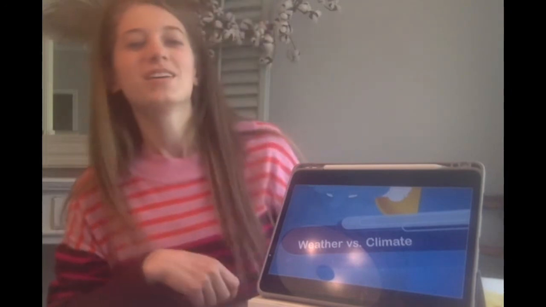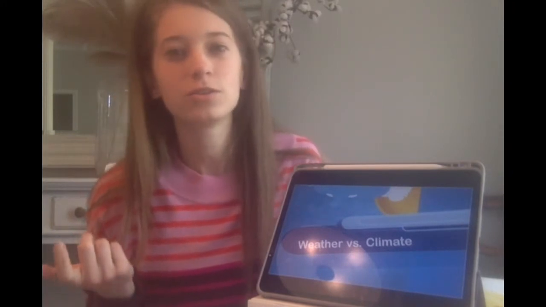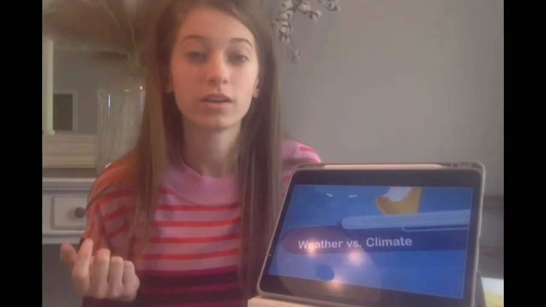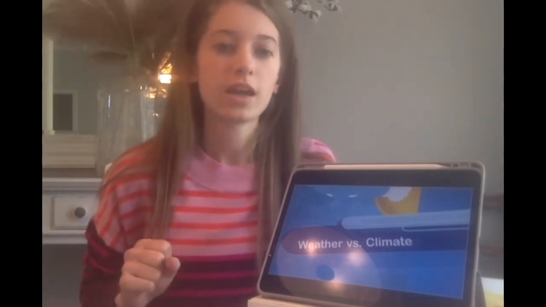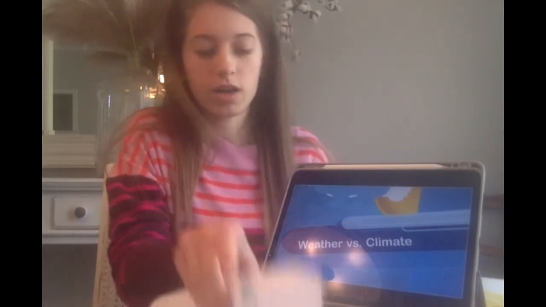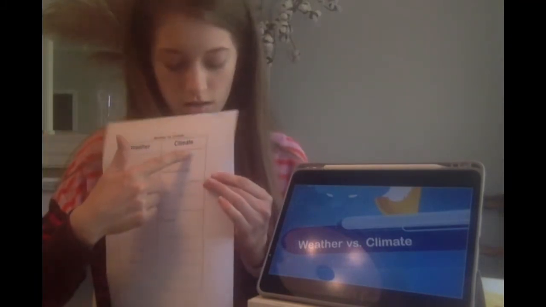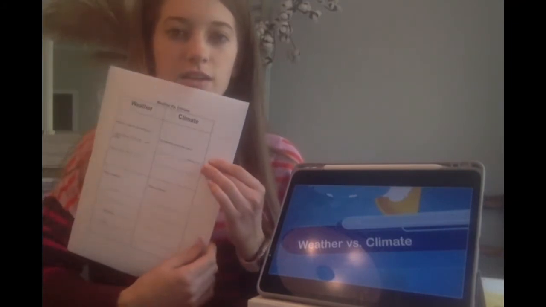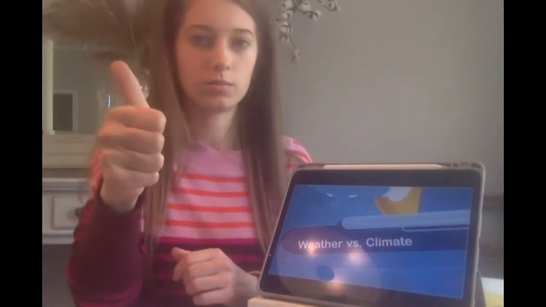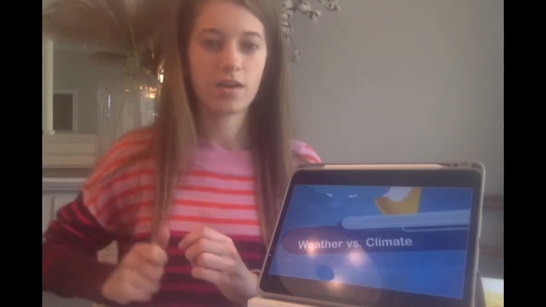Great job! So the purpose of this lesson is to know the difference between weather and climate so you can make decisions and predict weather in the coming days, but also in the coming years. So today I want you to get out the graphic organizer that we started yesterday. We filled out the weather portion, and today we are going to fill out the climate portion. So when you have this graphic organizer out, give me a big thumbs up. Great, it looks like everybody has it out.